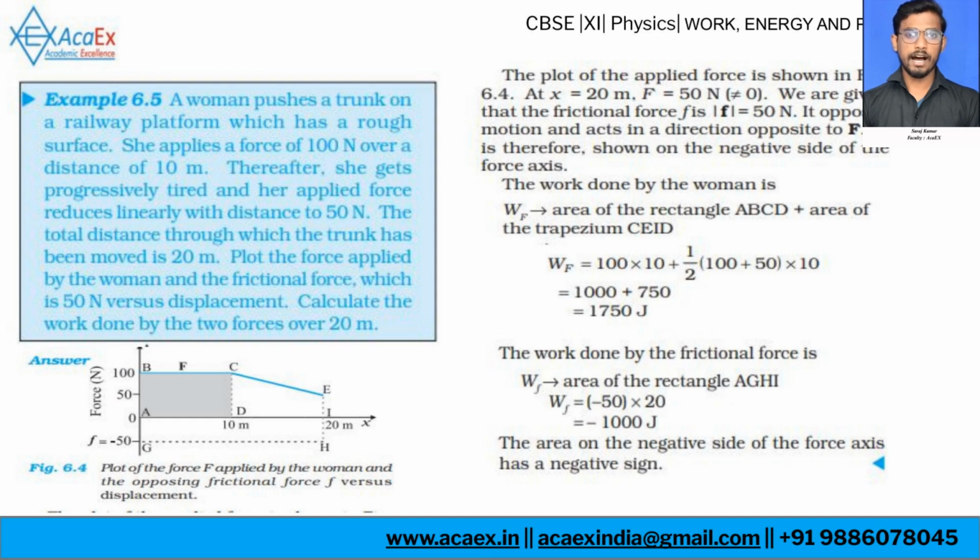Example, work by a variable force. A woman pushes a trunk on a rough platform applying 100 newtons over 10 meters. Then her force reduces linearly to 50 newtons over the next 10 meters, total 20 meters. The plot shows force applied by the woman and frictional force versus displacement. Work by the woman equals area of rectangle plus area of trapezium, which is 1750 joules. Work by the frictional force equals minus 1000 joules. The negative sign indicates work is against motion.